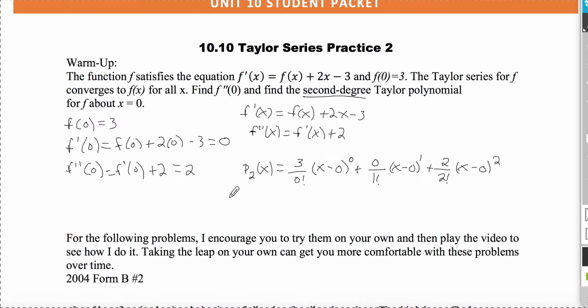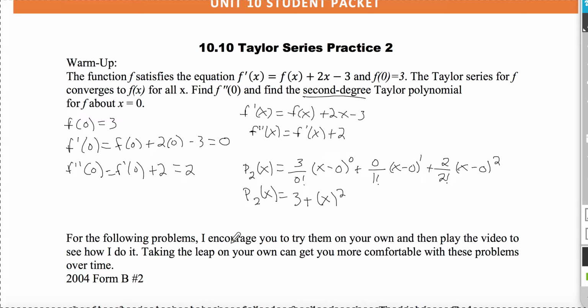And I can clean this up then, giving me p sub 2, my second degree Taylor polynomial, is equal to 3 divided by 1 times 1, so that'll be 3, plus 0 divided by 1 times x, so this will be 0. I'm not going to write that one then because this term will come out to be 0. And then 2 divided by 2, that's 1, times x minus 0, so that's just x squared. So here is my second degree Taylor polynomial for this specific function, about x equals 0.